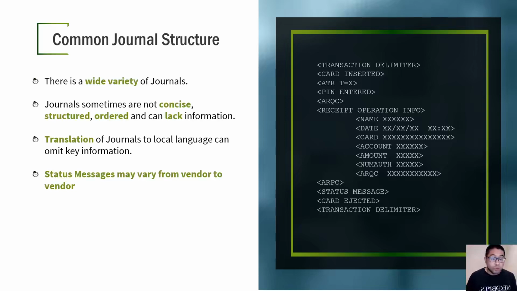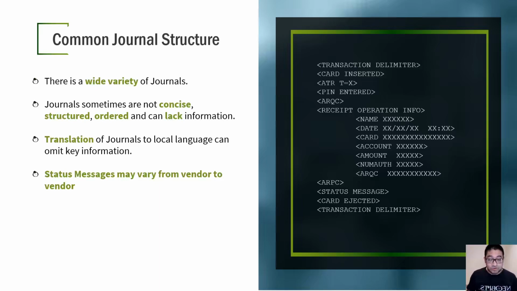The common journal structure is like this. We have a wide variety of journals, and this could vary from vendor to vendor, from software to software, from ATM to ATM. The journals normally are not concise, structured, or ordered, and they could lack information. Even when you have the same ATM of the same financial institution with the same software, I have seen that the journals are different, or maybe sometimes they just remove information.